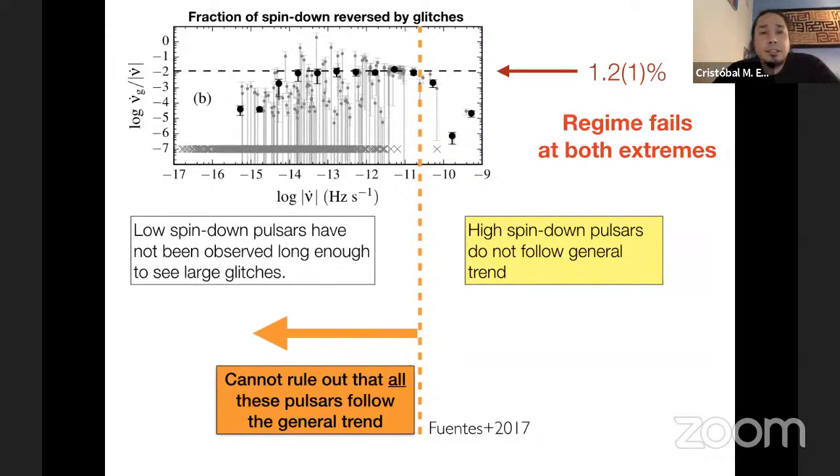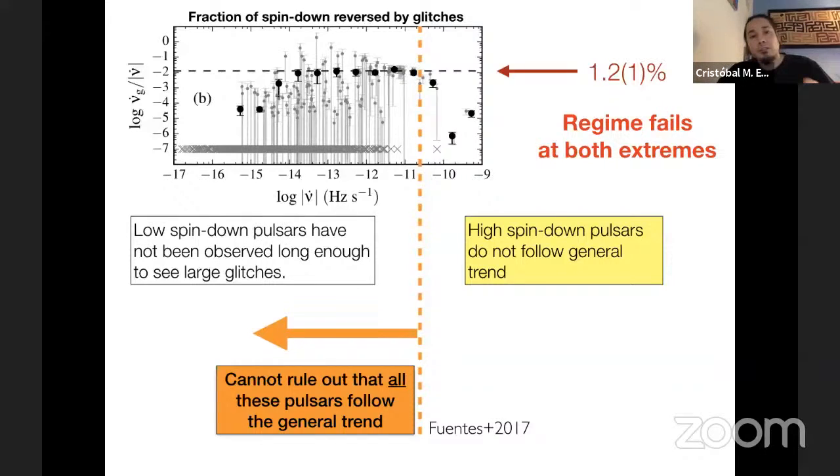However, this is again the same plot, the plot that shows the fraction of the spin down rate that is reversed by glitches, or the glitch activity divided by the spin down rate. And you can see that this 1.2% regime fails for both extremes, for high spin down rate pulsars and for low spin down rate pulsars. So we proved in this paper that for the low spin down rate pulsars, what happens is that we have just not observed them long enough to have detected large glitches.